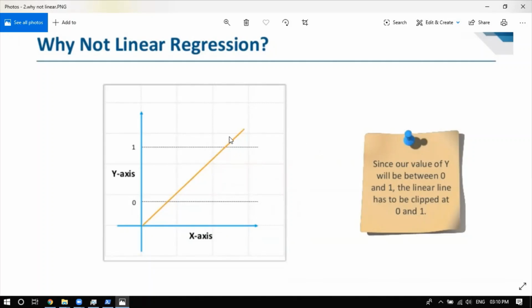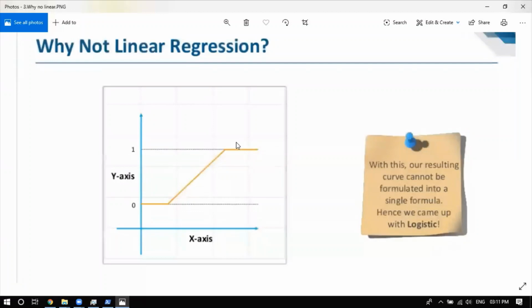Because of that particular value, the whole line will get shifted towards this point, because the plan of linear regression is to be as close to all the points as possible. But this is not what we want in logistic regression. So what we try to do is, any line which is below 0 or above 1, we try to scrap it and put it on 0 or 1. If anything is below 0, we'll make it on the line 0. If anything is above 1, we'll make it on the line of 1.